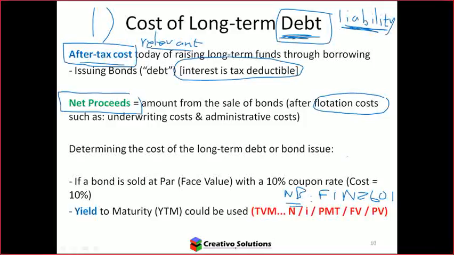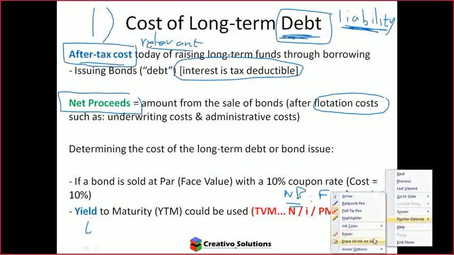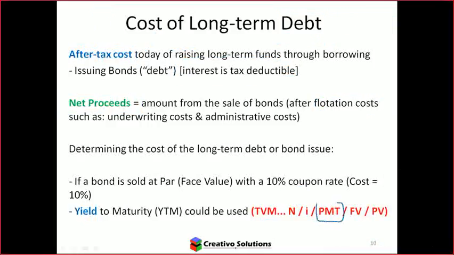What does the I represent? Interest, the rate, which is called? Yield to maturity, yes, because we're talking about bonds, we're talking about debt. What is the payment representing? What is the cash flow called for a bond? Not par value. The coupon, yes.